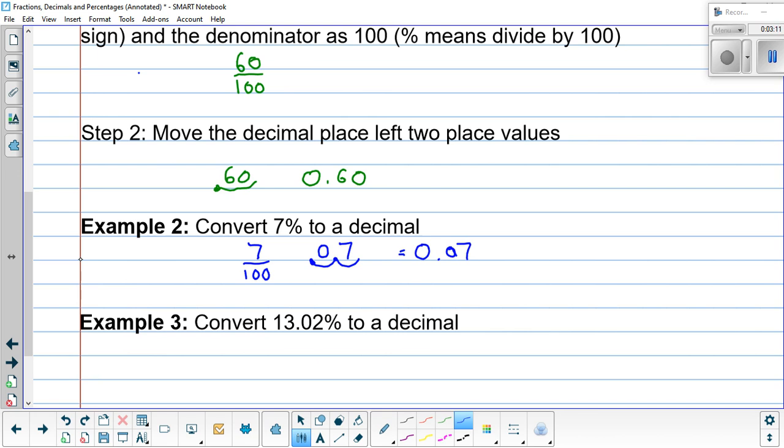So here, something a little bit harder, 13.02%. Same thing, just put it over 100. Pretty soon you're just going to see the process of converting, and you won't even have to do anything. You'll just be able to state the answer as, well, it's 0.1302.